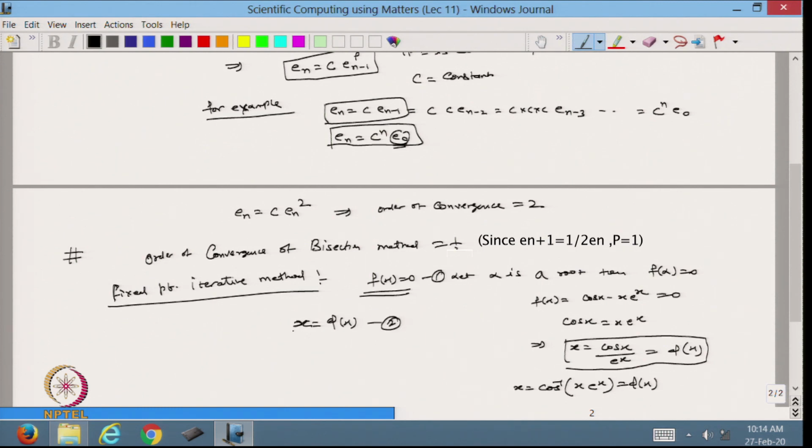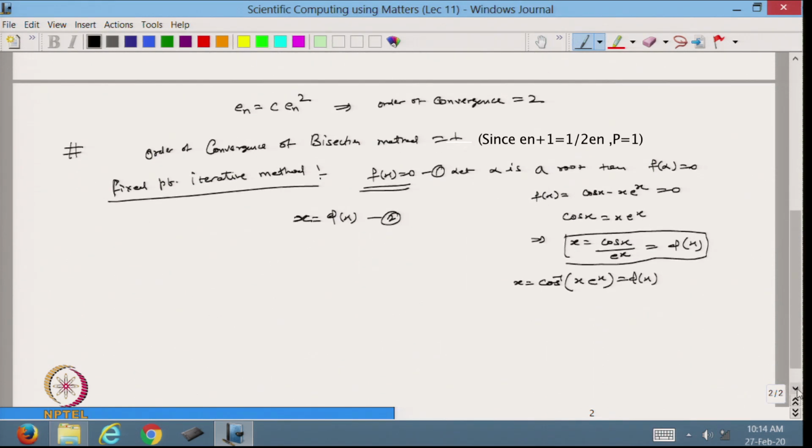Now I have this equation, and to find its root I will apply the fixed point method. For example, this is my x axis and this is my y axis, the y axis being a function of phi x.